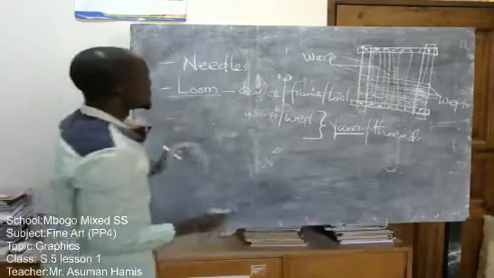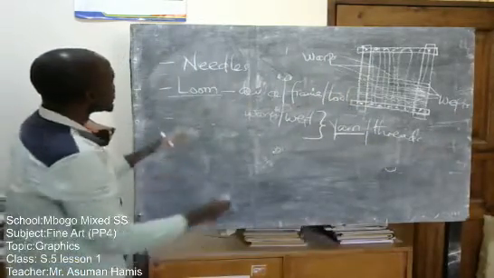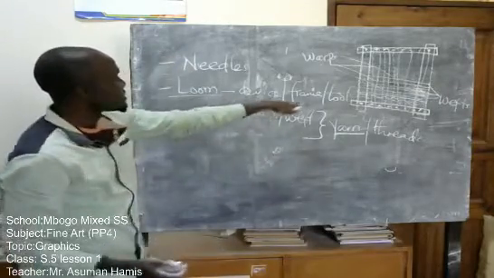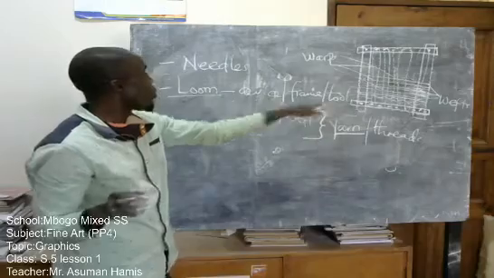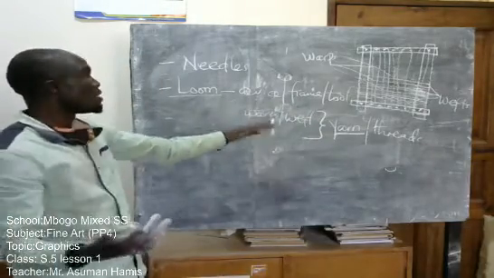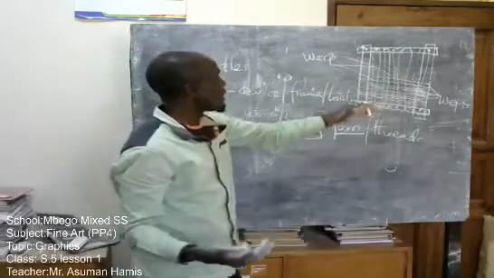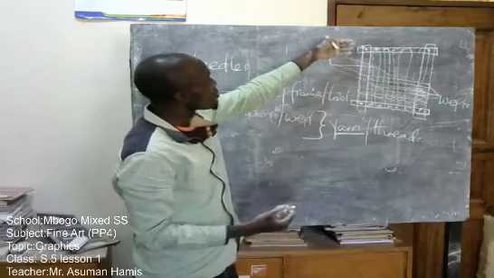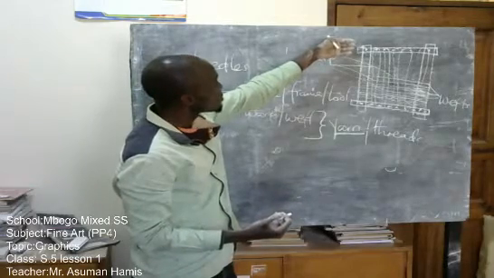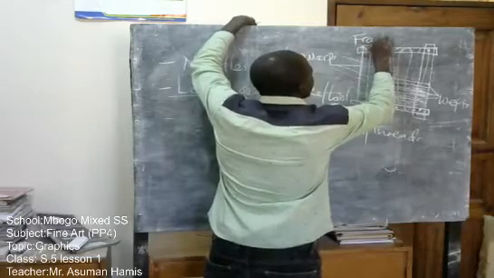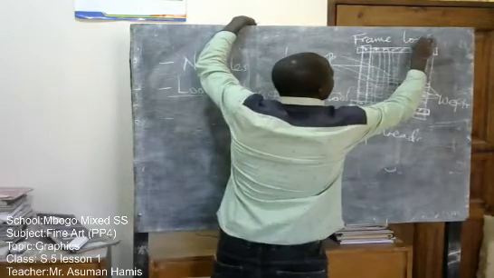So from the loom here, I've said the loom is a device, a frame, a tool on which the warps are laid during the process of weaving. And I've shown you the warps there. I'm trying to draw a small picture, a simple image of a frame loom. This one we call a frame loom.